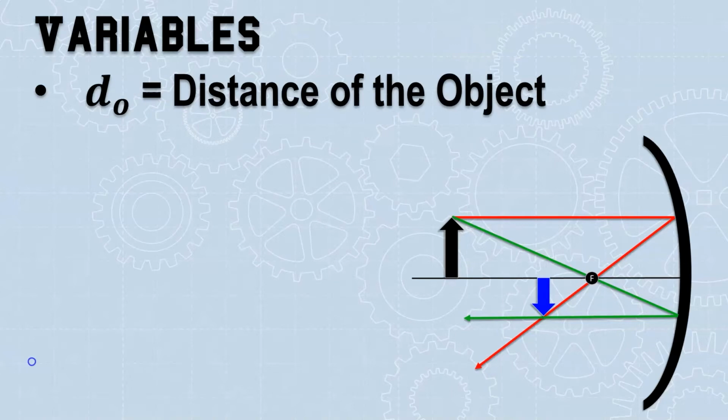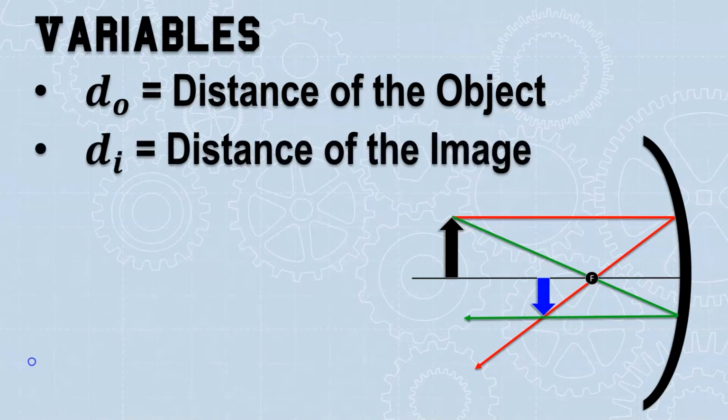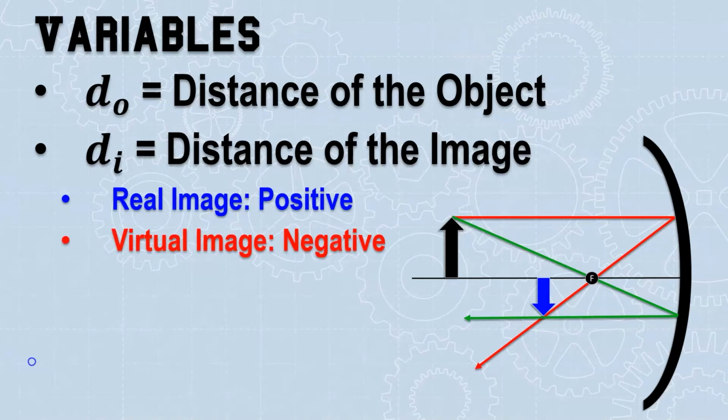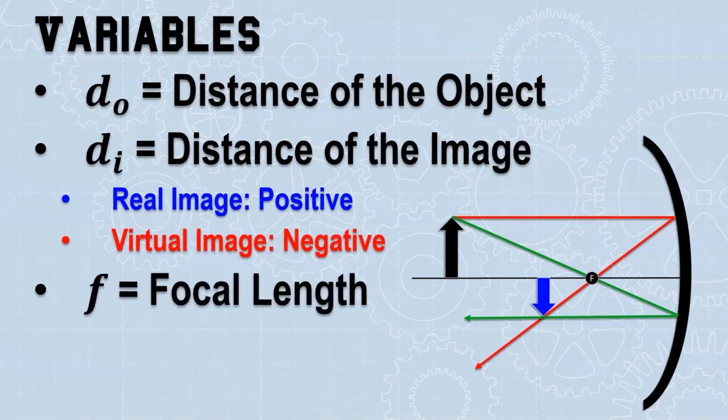This is how far the object, or that initial arrow, is from the center of the mirror. Then there's d sub i, the distance of the image. Likewise, this is how far the image is located from the center of the mirror. A positive d sub i tells us we have a real image. It's in front of the mirror on the same side as the object. A negative d sub i tells us it's behind the mirror. It's a virtual image.